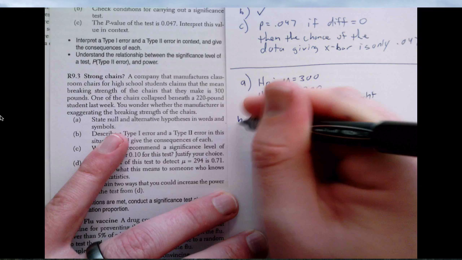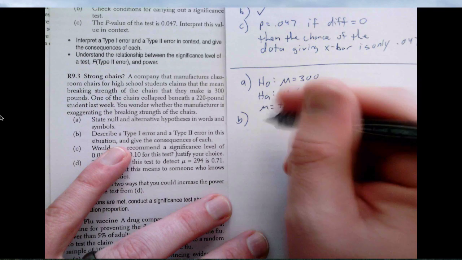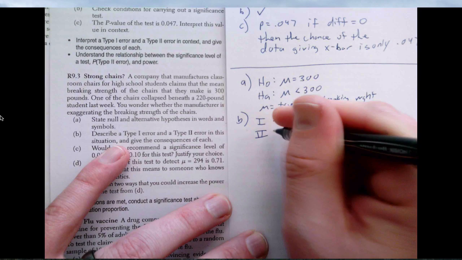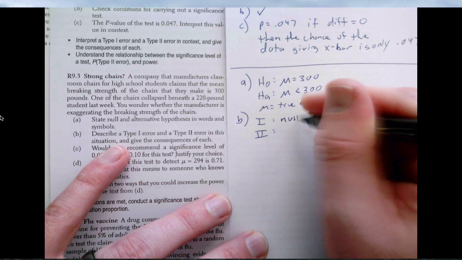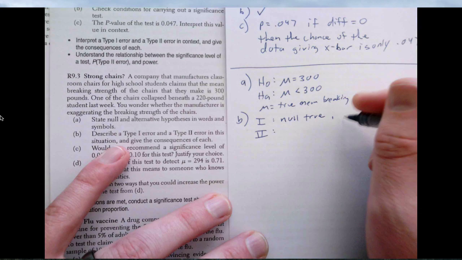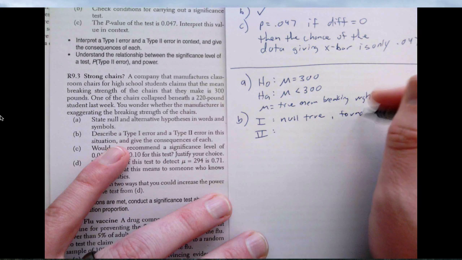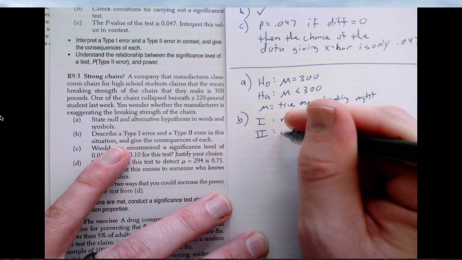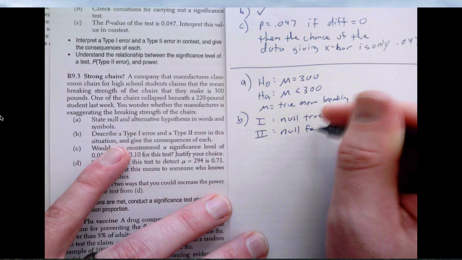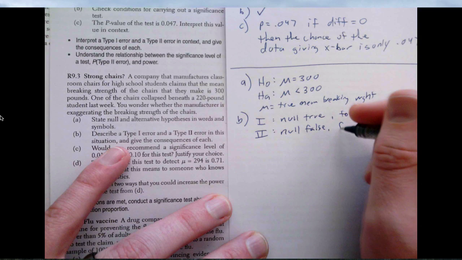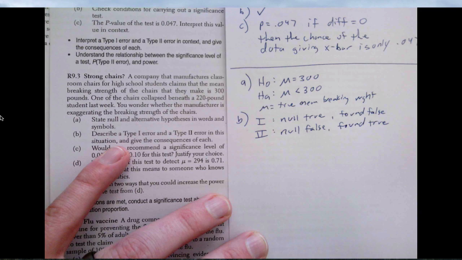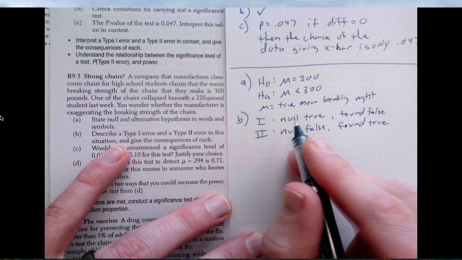Part B. Describe a type 1 and type 2 error. Every time I see one of these, I write 1, 2. And I know that 1 starts with null true, found false. So we reject a good null. And here we go the opposite: null false, found true. Technically we reject or not reject, so using true and false is not technically the best way to describe it, but this reminds me how to do it.